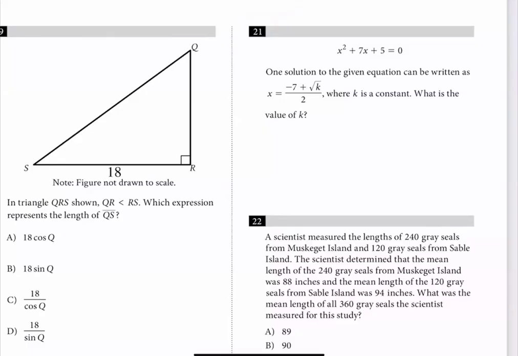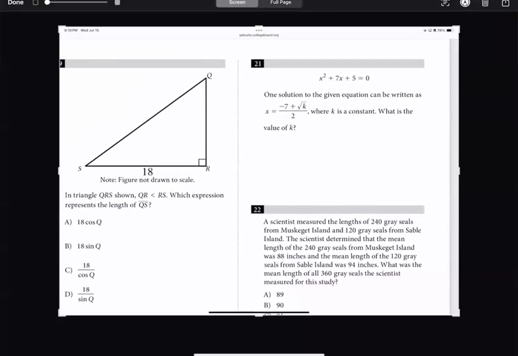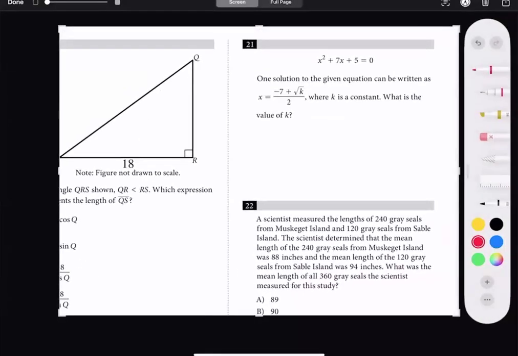$29. Yes. So you have this quadratic equation. One solution to the given equation can be written as this. So you know here b squared minus 4ac is equal k, right? So my b is 7, 7 squared minus 4, my a is 1, my c is 5. So it's 49 minus 20, that is 29.